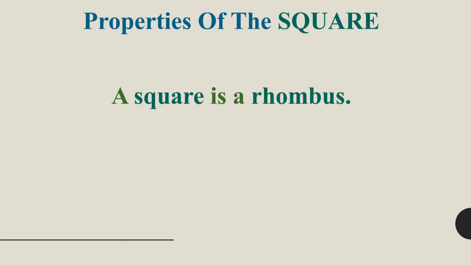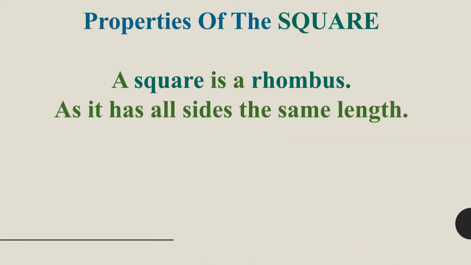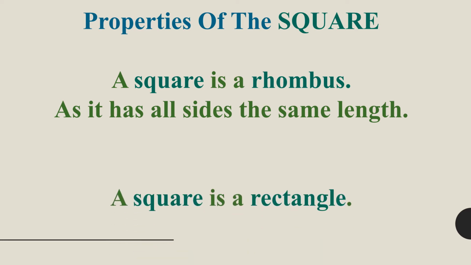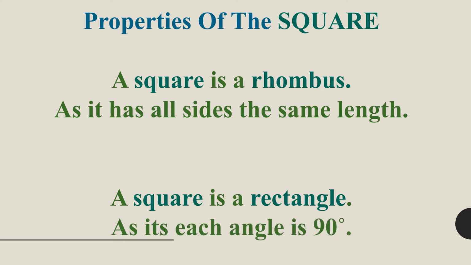Now let's know what the properties of a square are. A square is a rhombus. Why? Why is a square a rhombus? Because a square has all sides of the same length. A square is also said to be a rectangle because each of its angles is 90 degrees.